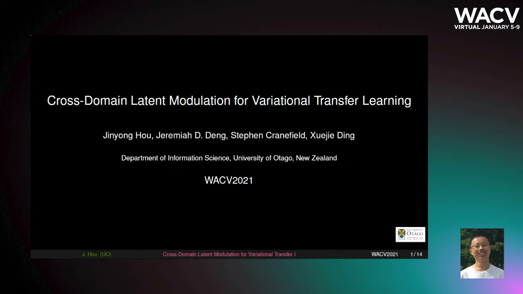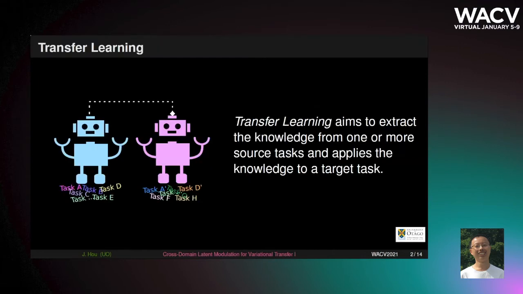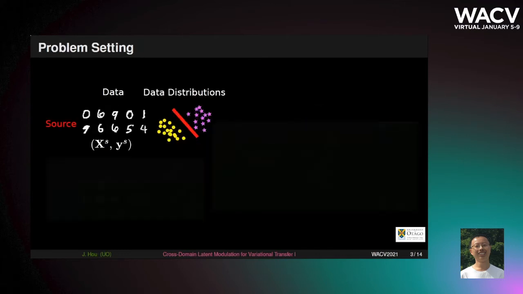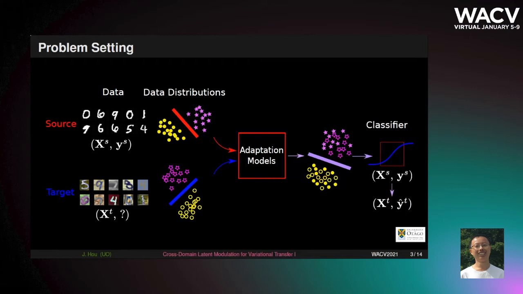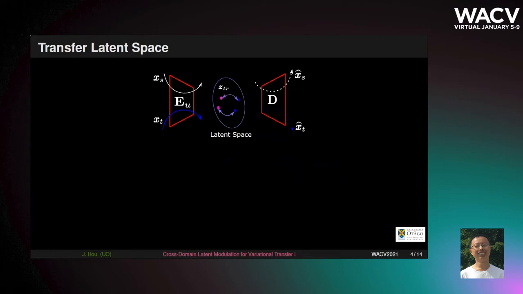I'll introduce our work, cross-domain latent modulation for variational transfer learning, in this presentation. Transfer learning aims to extract knowledge from one or more source tasks and apply that knowledge to a target task. There are many different settings for transfer learning. In this work, we consider homogeneous transfer learning. That means the source and the target have the same feature space, but with domain shift. Then, adaptation models are used to align them and transfer knowledge learned from the source to the target.